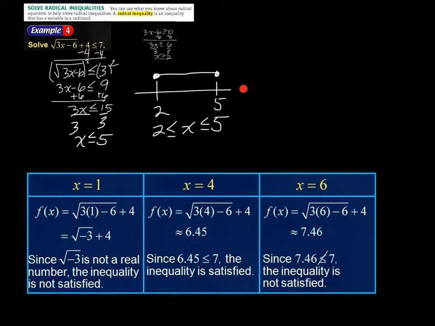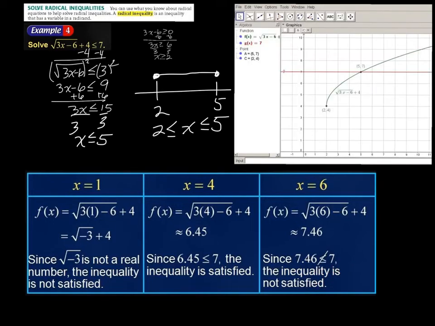And then they pick a number bigger than 5, 6. And what do you know? 7.46 is not less than or equal to 7, so it doesn't work. That's the kind of check step we had to do back in the good old days before graphing calculators and now GeoGebra make life pretty easy.